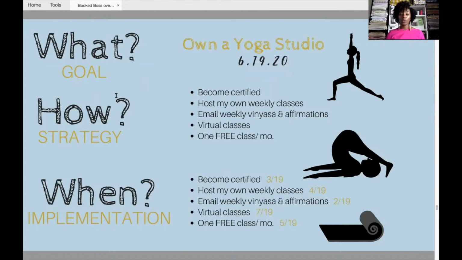Now I'm going to start my virtual classes, ones that we can attend together, in July. Keep on building and offering them something, because now you're going to increase your cash flow. Then I'm going to offer one free class a month starting in May, right after I start my weekly classes, okay? So that's how you break down your strategy and your simple implementation.